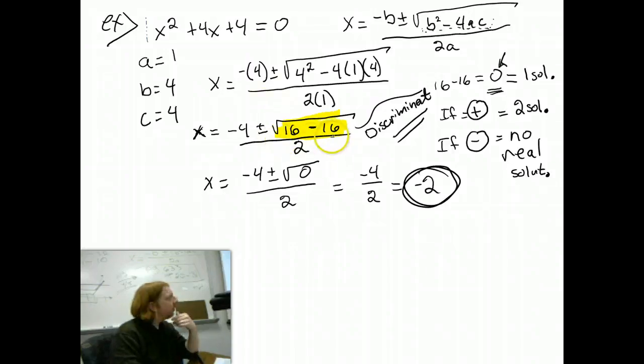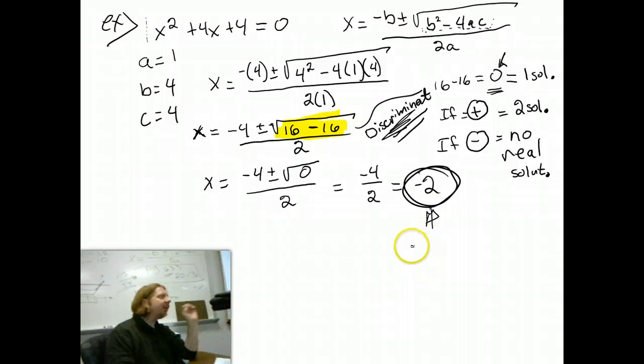So this is not a real solution? This has a real solution. The real answer is negative 2. I thought you said negative. If the discriminant, this thing under the radical, is negative, you have no real solutions. What's the radical? The radical is the square root sign. But it's not negative. Right, it's 0. So I have one answer. Zero, 1 solution; positive, 2 solutions; negative, no real solutions. Okay.